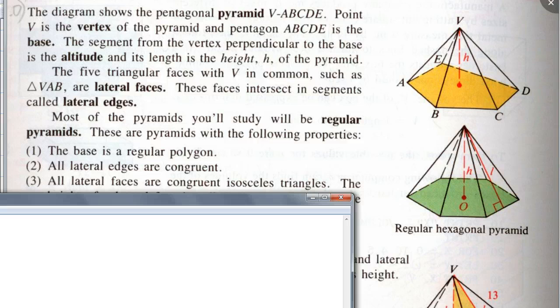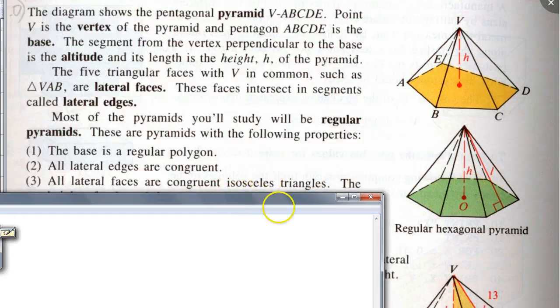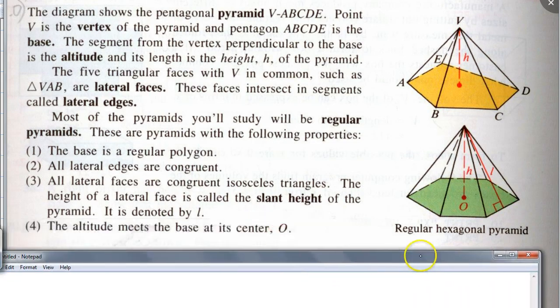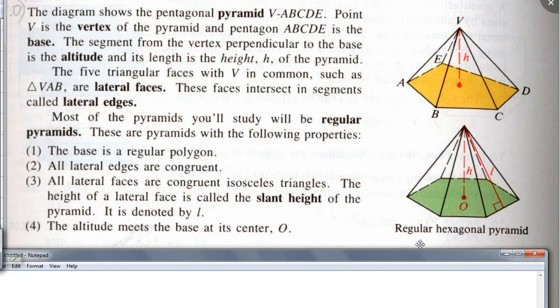And in this congruent isosceles triangle, do you see how we have a height of this lateral face? That height is called the slant height. And we use L for that. And fourthly, of course, the altitude meets the base at its center O. In other words, from the vertex to the center of the pyramid, it's going to be a perpendicular segment, which is going to be the altitude. So go ahead and write it down.